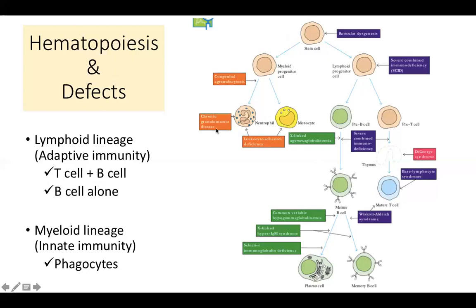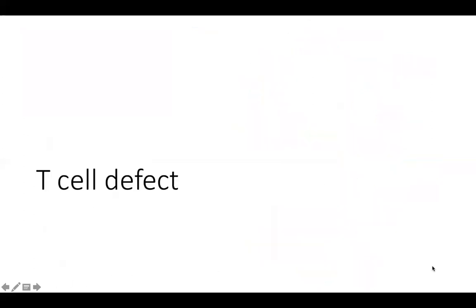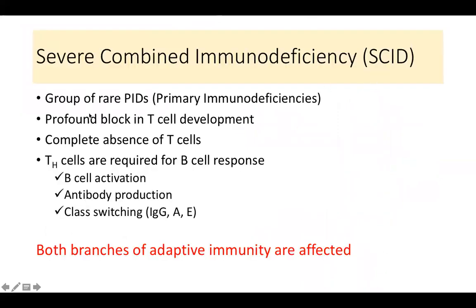If the myeloid lineage is affected, it represents the innate immunity. It will affect the phagocytic function. So let's start with the T cell defect, that is severe combined immunodeficiency. It is a group of rare primary immunodeficiencies. PIDs, I just abbreviated the primary immunodeficiencies.